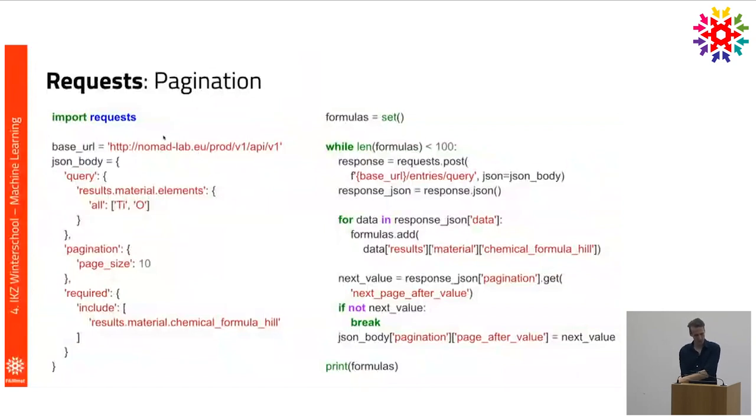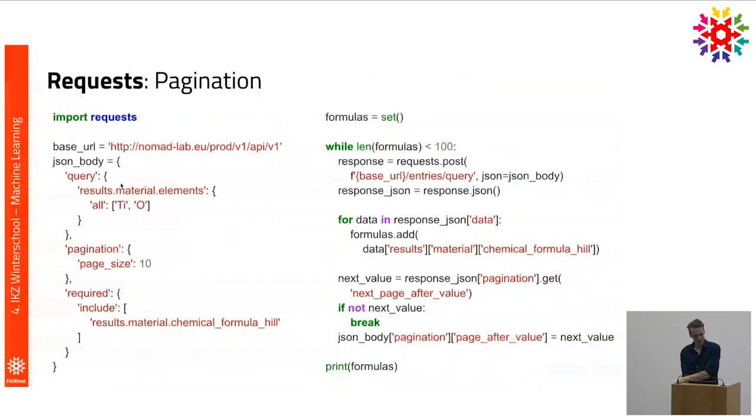So we basically do the same thing as before. We have our base URL here. We have our typical JSON body. So we're not changing much. The only thing is that now I want to have a page size of 10. Otherwise it's the same. But now instead of just asking for this once, we are doing a loop, right? So we do a while loop. I keep here my result set. I want to collect formulas. And I say, until I have more than 100 formulas, I want you to continue.